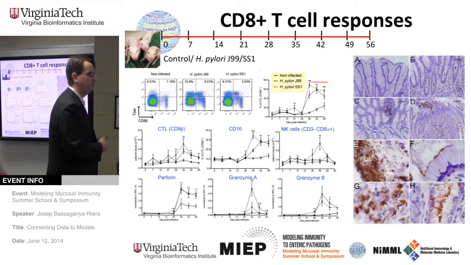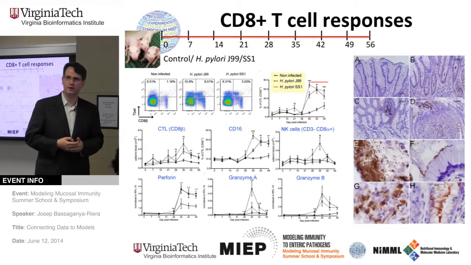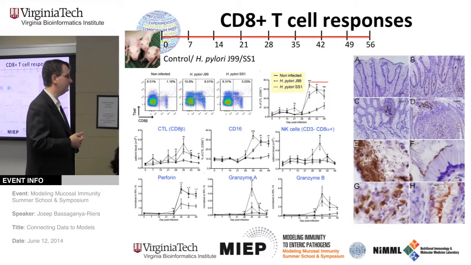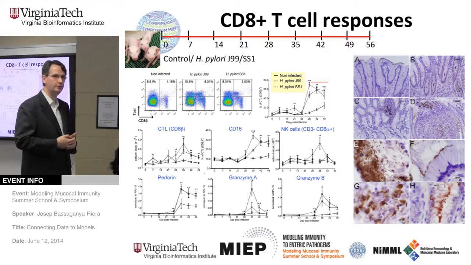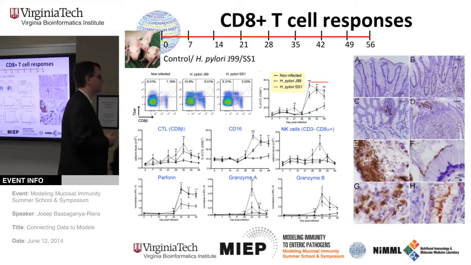So we've developed a pig model. Pigs are very similar anatomically, physiologically, immunologically to humans. And so we've developed in the context of this program a pig model of H. pylori infection. It's one of the first models developed.